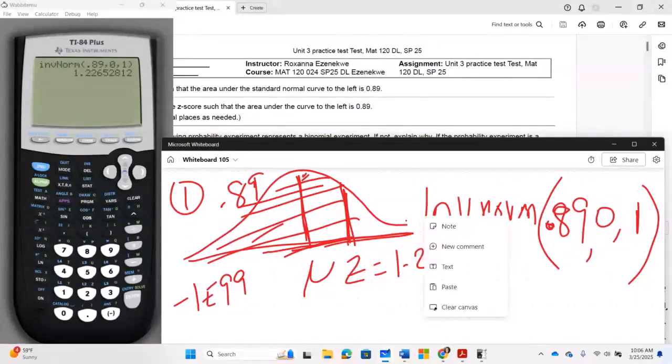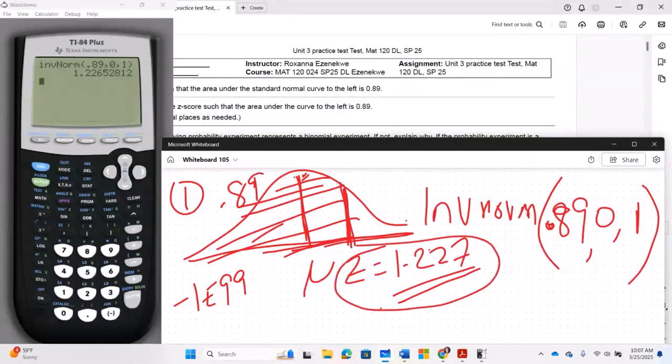I hope you know why this z-score is positive. This z-score is positive because the 89th percentile is on the right-hand side of the mean. It's expected that the z-score should be positive because the 89th percentile is greater than the 50th percentile. So it should be on the right-hand side. And so that's that question. That is question number 1. It's not even a difficult question.